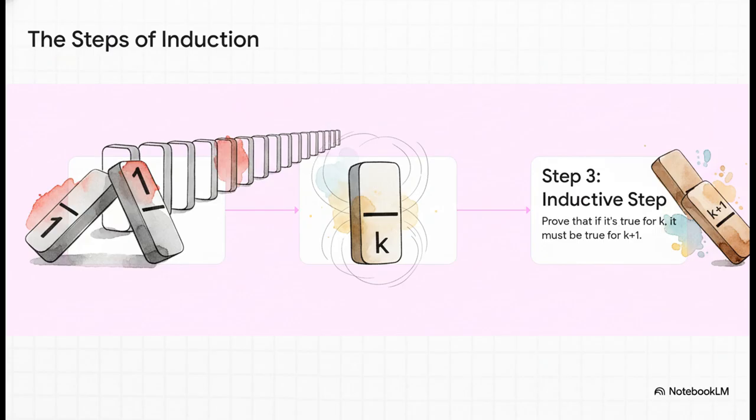Step 2 is the inductive hypothesis. This part feels a little weird at first. You just assume the statement is true for some random domino down the line. Let's call it domino k.